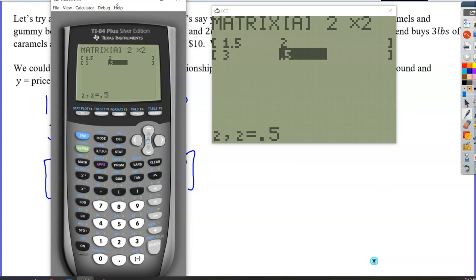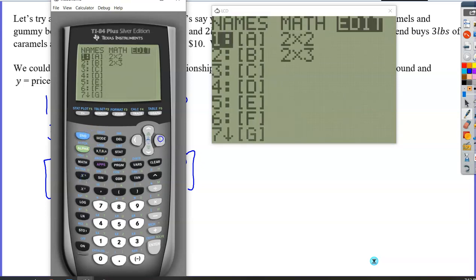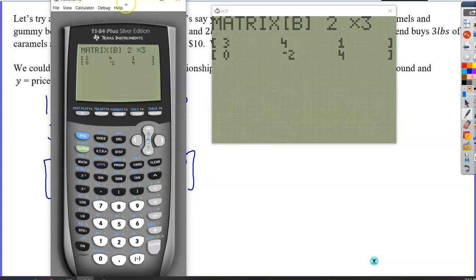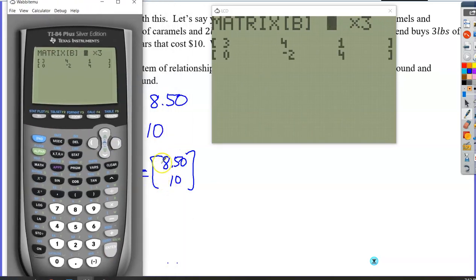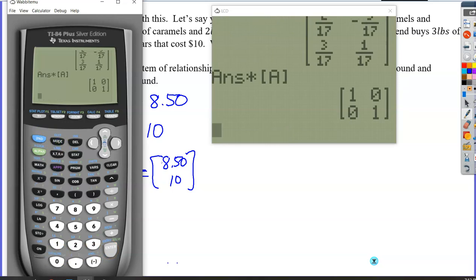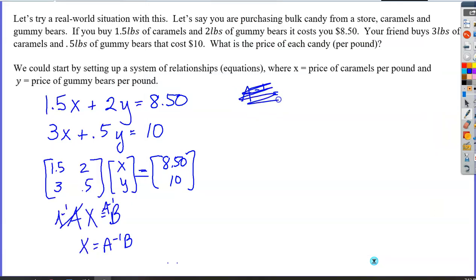Okay. And then I need matrix B, so I'm going to quit this and go back in and change matrix B. But remember, matrix B was just a 2 by 1, so I need to change it to a 2 by 1, and you'll be able to tell if you did it right in a second, but okay, that was 8.5 and 10. Okay. And I have not solved this one yet, so it could be some crazy prices. Let's see. So remember, our final answer is going to be, I actually don't need to do them separately.